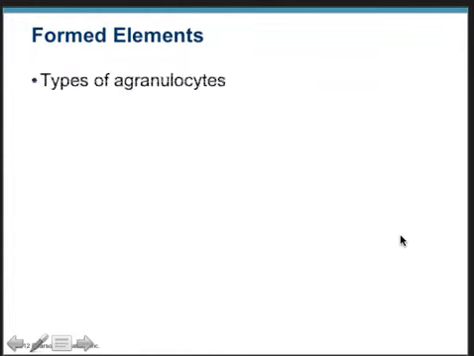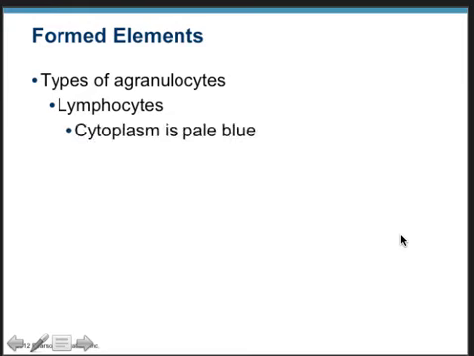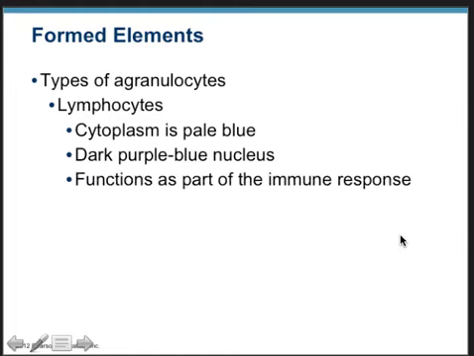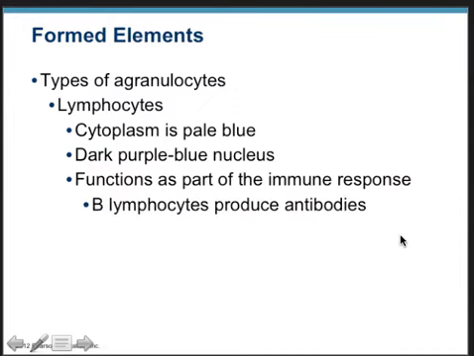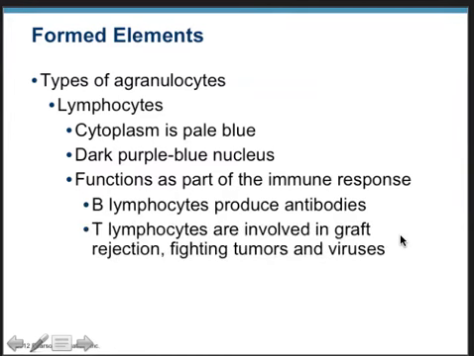Now, lymphocytes are special. They're responsible for what we call our adaptive immunity. They have a cytoplasm that is pale blue with a dark purple-blue nucleus. It functions as part of the immune response. The B lymphocytes generate antibodies, which are similar to magic bullets in that regardless of where they're made, they will always eventually bind to their target, which is an antigen that is different from your own in your body. And then T lymphocytes, which are involved in graft rejection and in fighting tumors and viruses.